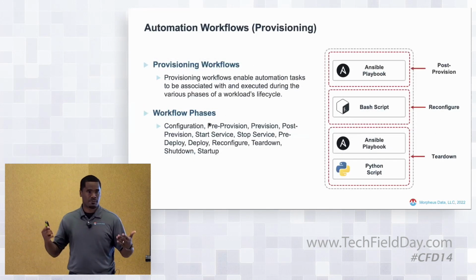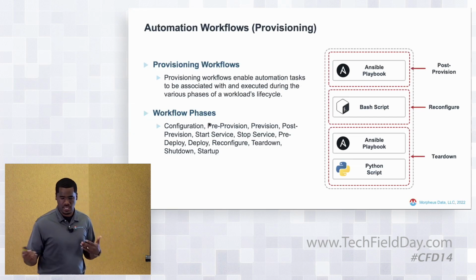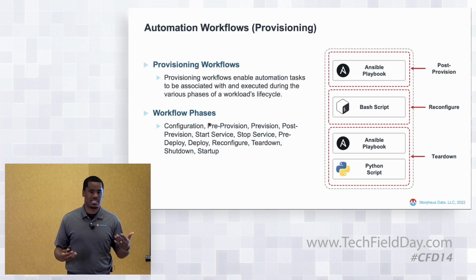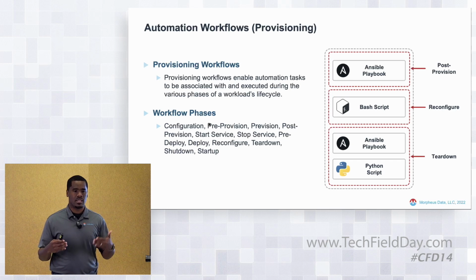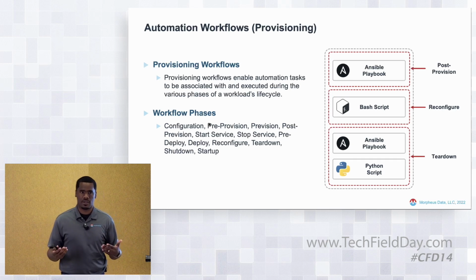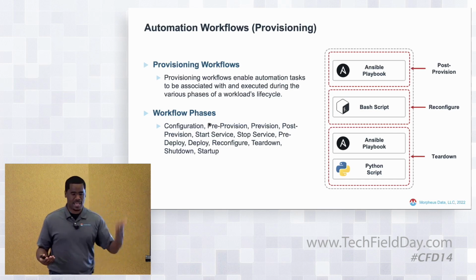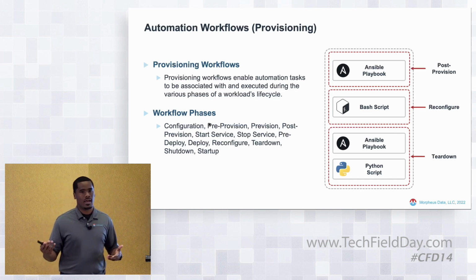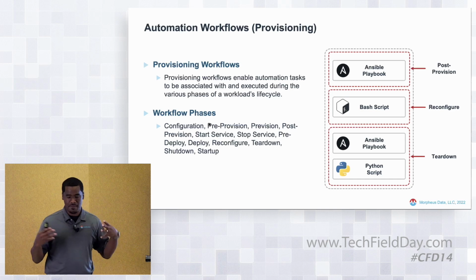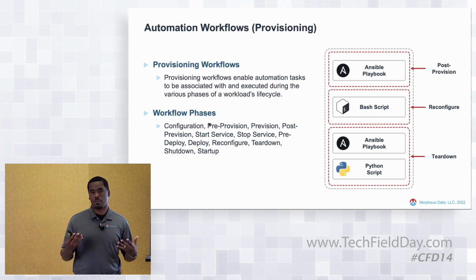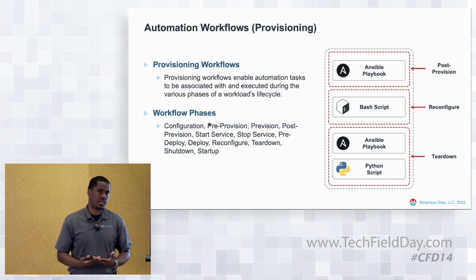And as I mentioned, provisioning workflows have various phases in which I can leverage them. One of the big benefits is the ability to mix and match the automation that I'm running in those various different phases. So in this example, I've got two Ansible playbooks, a bash script, and a Python script. The various different capabilities that offers is really powerful when you start thinking about organizations in their automation journey.